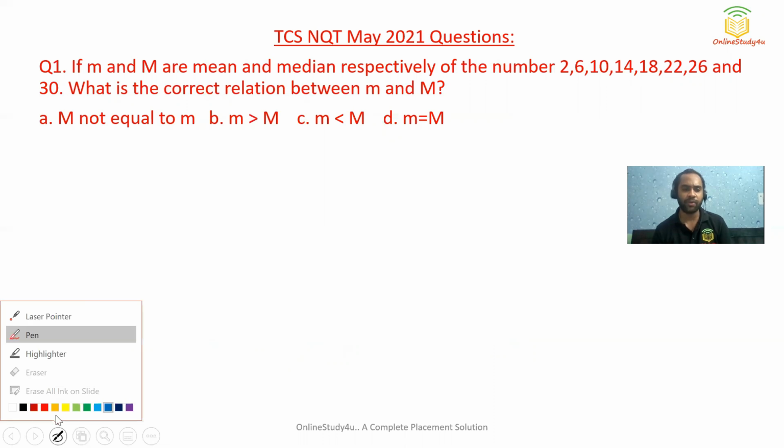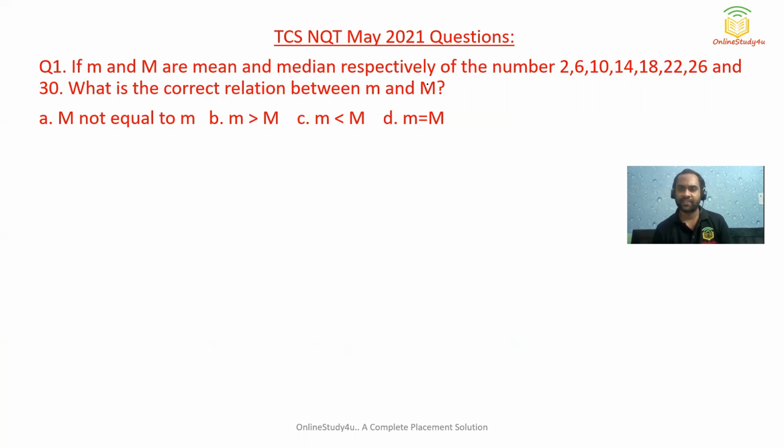Now, sir, you said that you will solve it in 30 seconds. Can you tell me how? I will tell you, do not worry. See, these are the numbers I have. You can see the time. Okay, now m and m are mean and median. So as I can see, the difference between the numbers is the same. That means my mean will become the first number plus last number, that means 30 plus 2, 32 by 2 will become 16. Mean is this. What about the median? So how many numbers are there? 8 numbers are there.